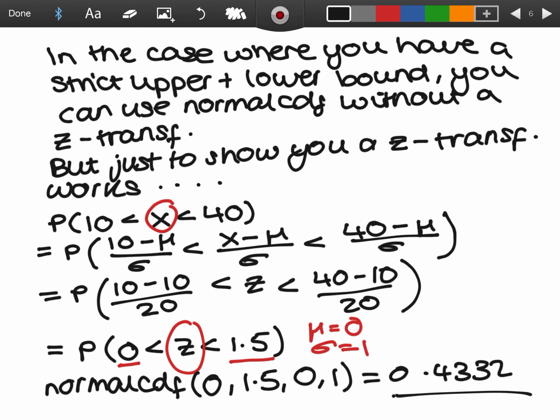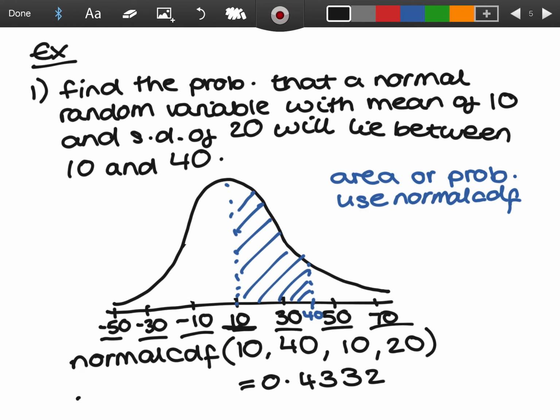So, as I said, when you have a strict upper and lower bound, like we have here, we had a strict upper and lower bound of 10 and 40, we didn't have to worry about dealing with an open-ended greater than or less than. When you have a strict upper and lower bound, it's easy. We can just go ahead and plug that into normal CDF in our calculator with whatever mean and whatever standard deviation it gives us.